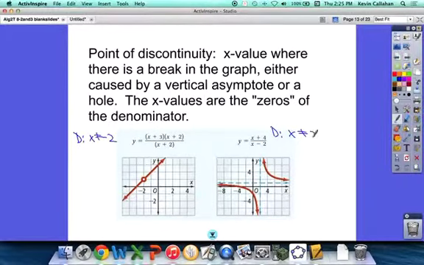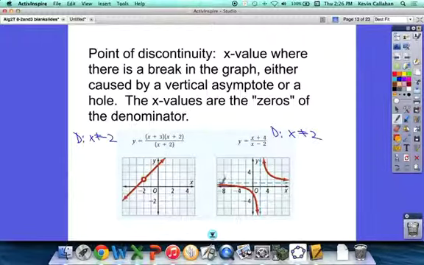X does not equal 2. Both of those points are what you call points of discontinuity. The x values are points of discontinuity. That means that the graph I can't draw this graph as a straight line without picking up my pen. I'm going to have to jump over an open hole and then start again.